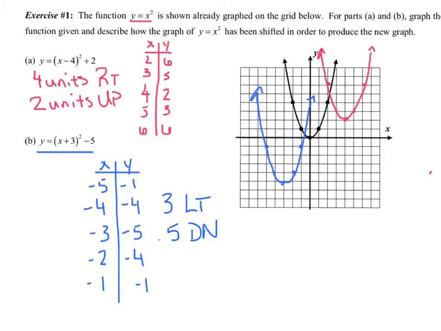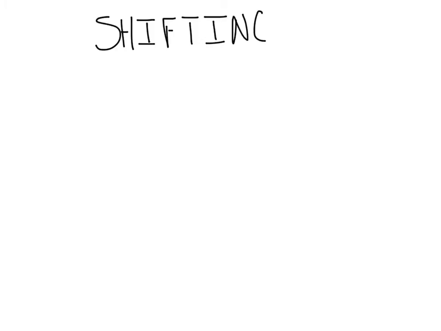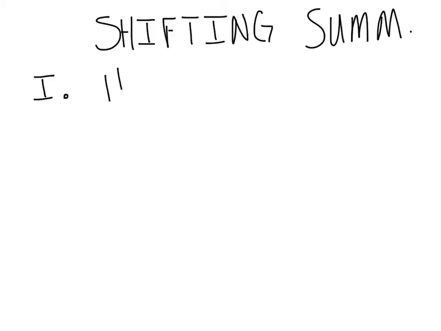Let's summarize it on the next slide. In our notebook, let's call this our shifting summary. There are 4 different types we're going to list. The first category is the horizontal shifts. Those are actually a little bit trickier, so we'll get the hard one out of the way first.